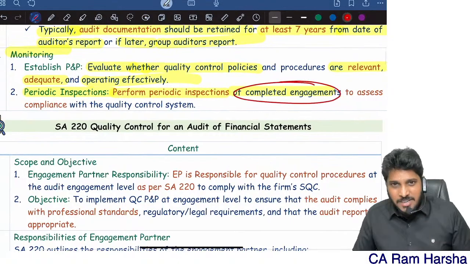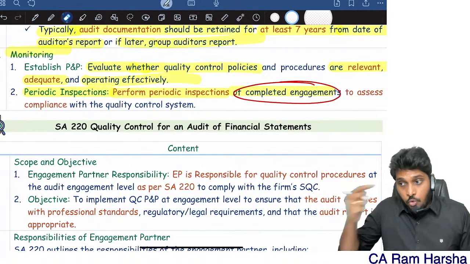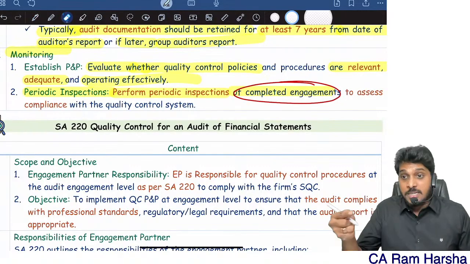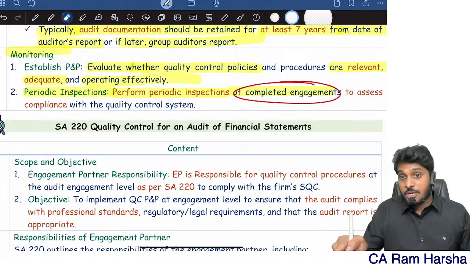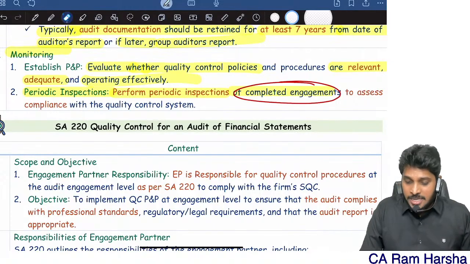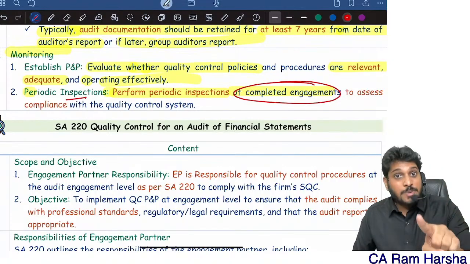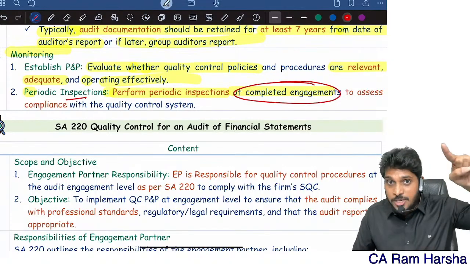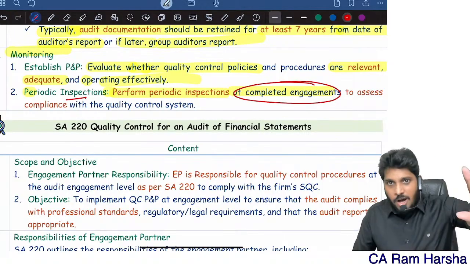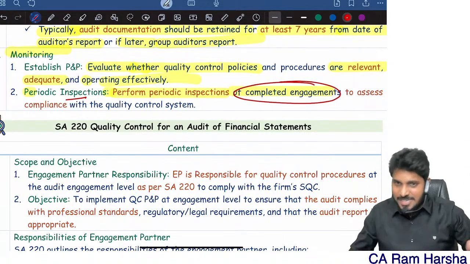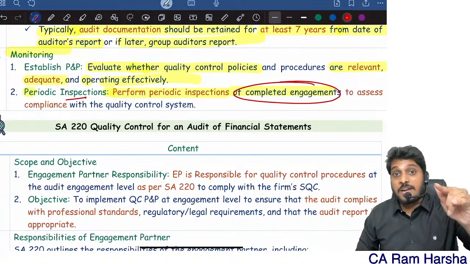Already some completed works are there, right? Go back, open the works, open the documentation, see whether the work is properly performed or not. See whether the report issued is proper or not. Once again check it. Inspection is nothing but, for listed companies, inspection will happen indirectly through engagement quality control review. Once the audit report is also given, after that once again they will open and check. That is called inspection as part of monitoring.